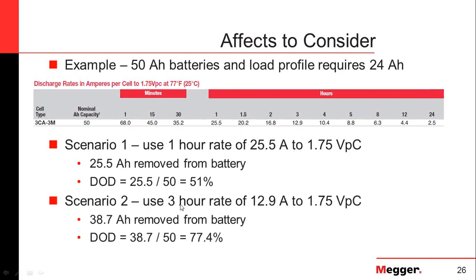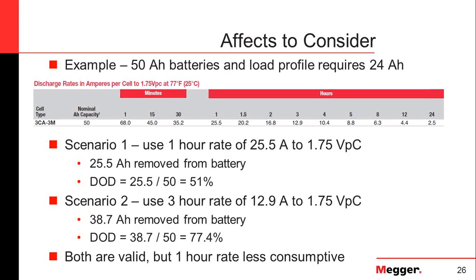Scenario 2, I say, all right, I want to use the 3 hour rate, which means I have to do 12.9 amps, and that removes 38.7 amp hours from the battery. I take the 38.7 amp hours divided by the 50 amp hour capacity, and I'm now at 77.4% depth of discharge. Both tests are valid, but as you can see, the 1 hour rate is less consumptive in nature. I'm using about half of a cycle versus 3/4 of a cycle.